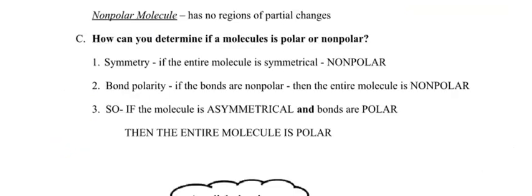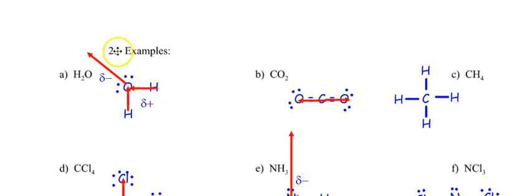So if the molecule is asymmetrical, what does that mean? Those vectors do not cancel out, okay? And the bonds are polar, then the entire molecule is polar. So for example, water. Here we have water. We have polar bonds, that's why the arrows, and those arrows do not cancel out because they're asymmetrical. Bent is asymmetrical, so I have a net dipole moment.